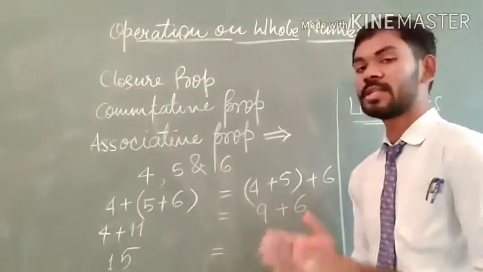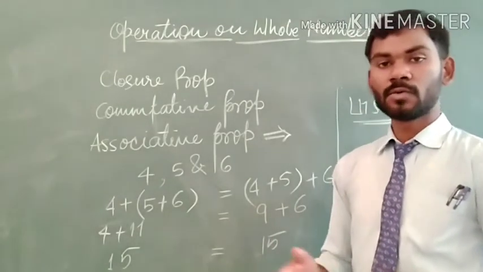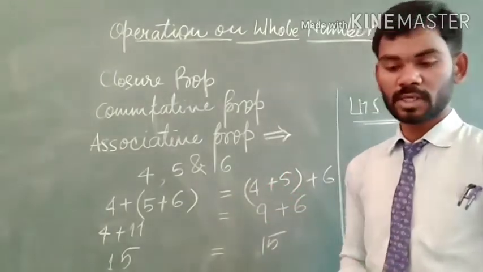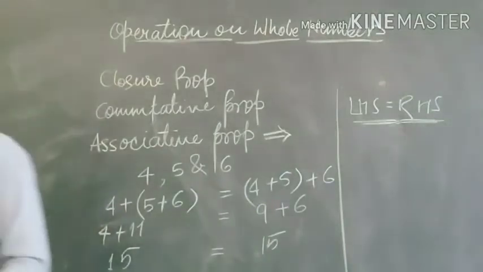Therefore, whole numbers satisfy the associative property under the operation of addition. Okay, student, so this is the associative property. Now let us see the next, that is the distributive property.